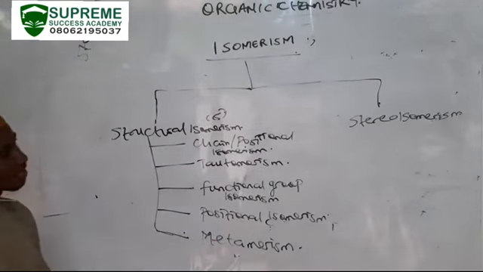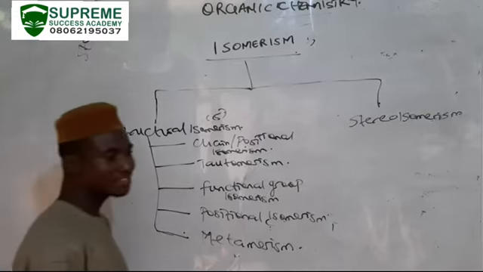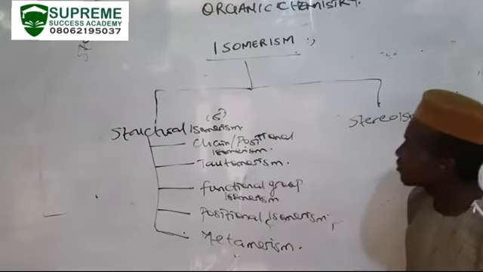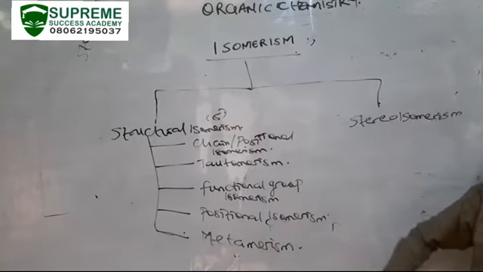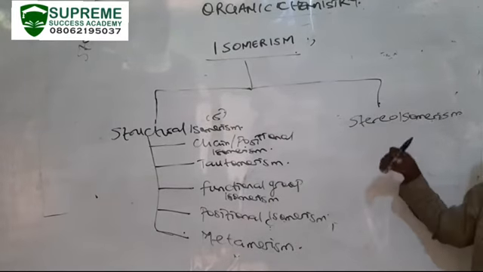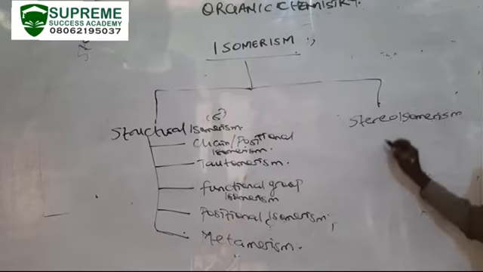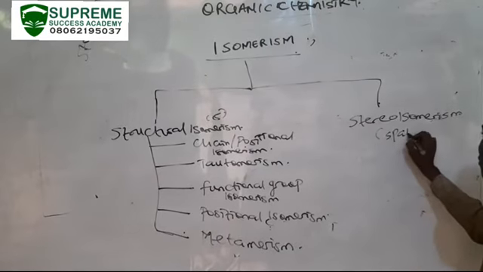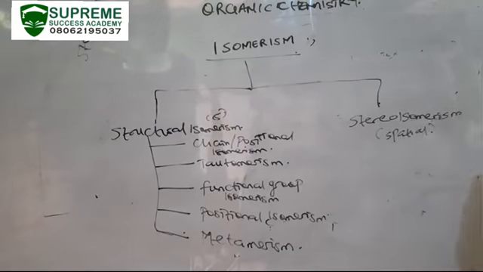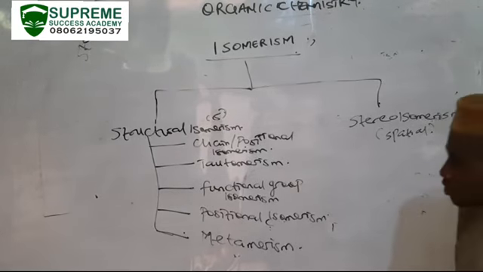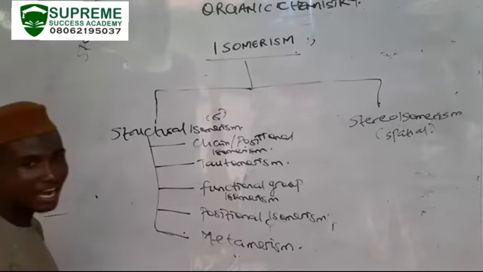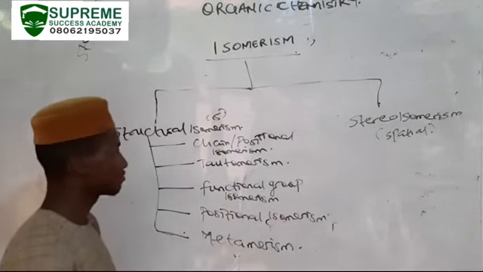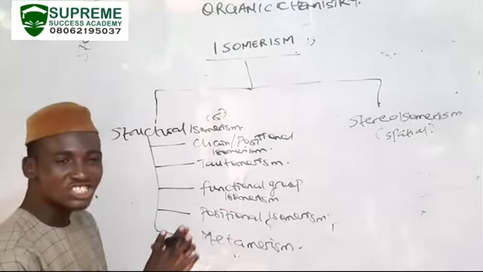Like I stated, isomerism can be classified into two. We have those that are due to the difference in the structural arrangement of atoms. We have stereoisomerism, those that are due to a difference in the spatial arrangement of atoms. The word spatial comes from space. So there are chain or positional isomerism. What is happening in chain or positional isomerism? It is due to a difference in the chain length.